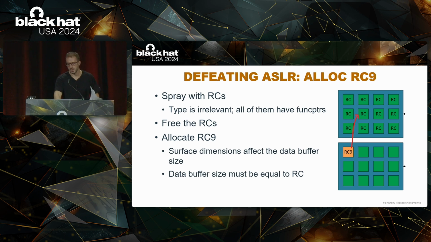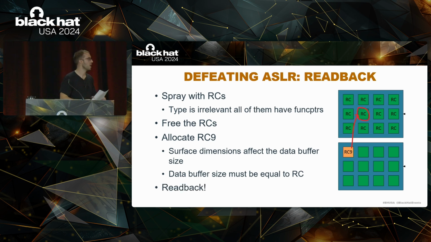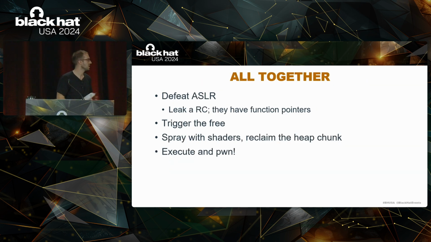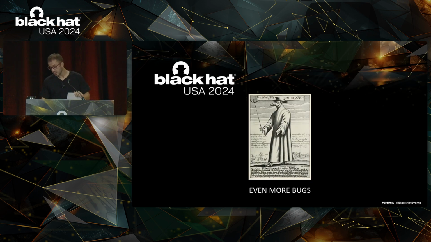And then by performing the readback trick, I'm able to basically leak back to the guest operating system those function pointers, which is like the last chain in the puzzle. And I'm defeating ASLR by this leak bug. I'm able to trigger the free spray with shaders to reclaim the heap chunk and finally execute arbitrary code on the guest operating system.